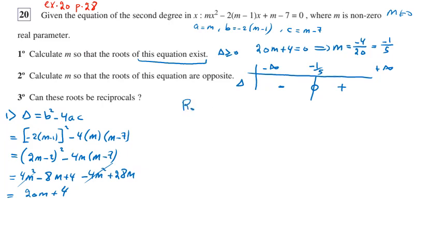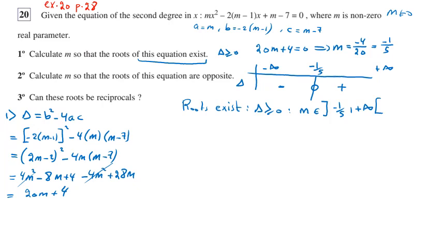Roots exist when delta positive. When is delta positive? For m belongs to minus 1 over 5, plus infinity. Part 2.